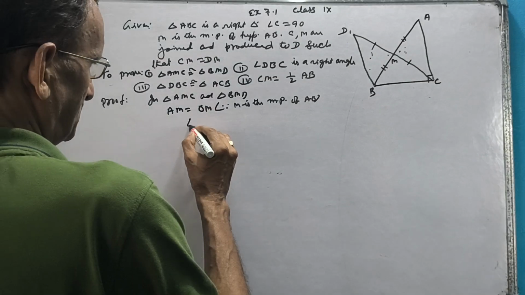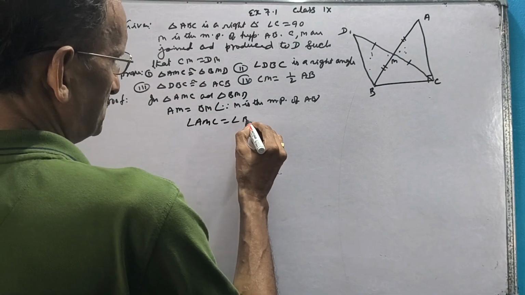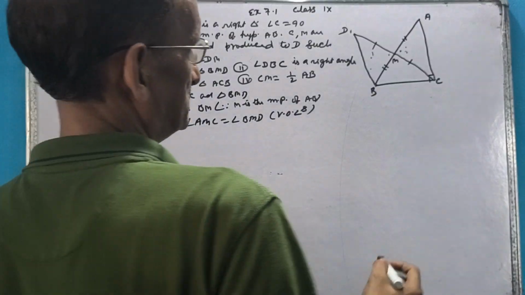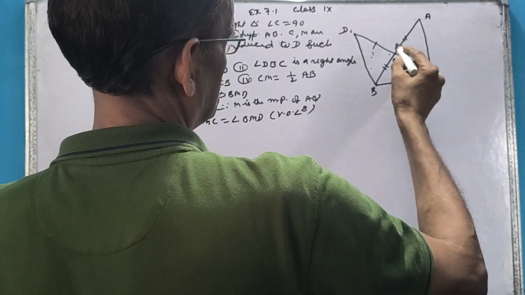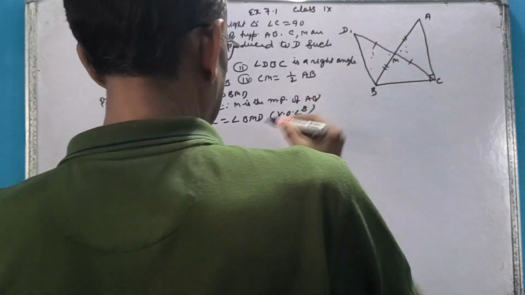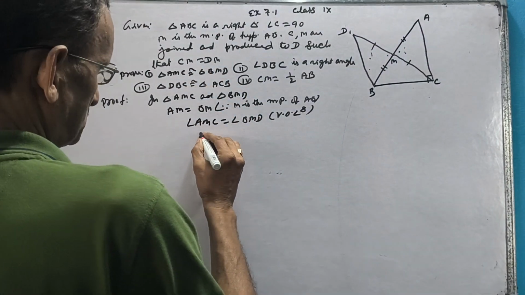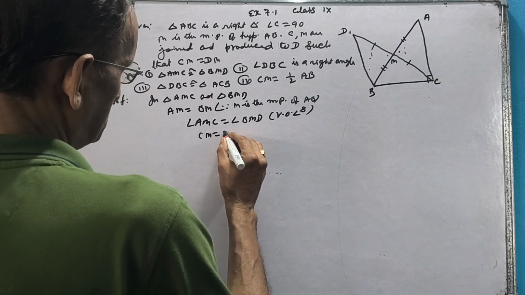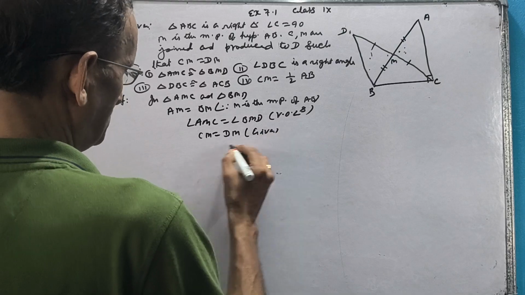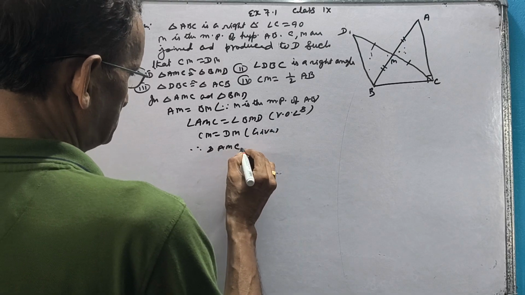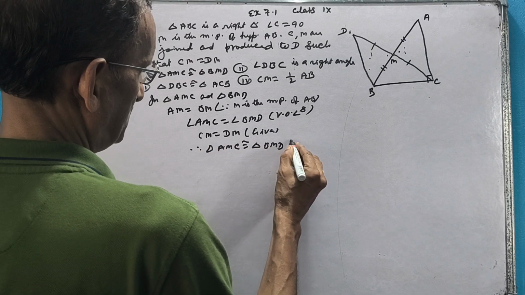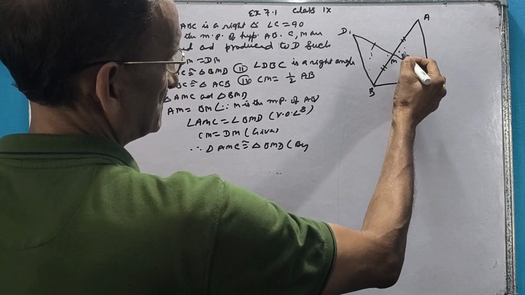So you can write angle AMC equal to angle BMD, vertically opposite angles. And for triangle AMC, CM, for triangle BMD, DM. Given that CM is produced to D such that CM equal to DM. So you can write CM equal to DM, given. Therefore, triangle AMC congruent to triangle BMD by simple SAS.